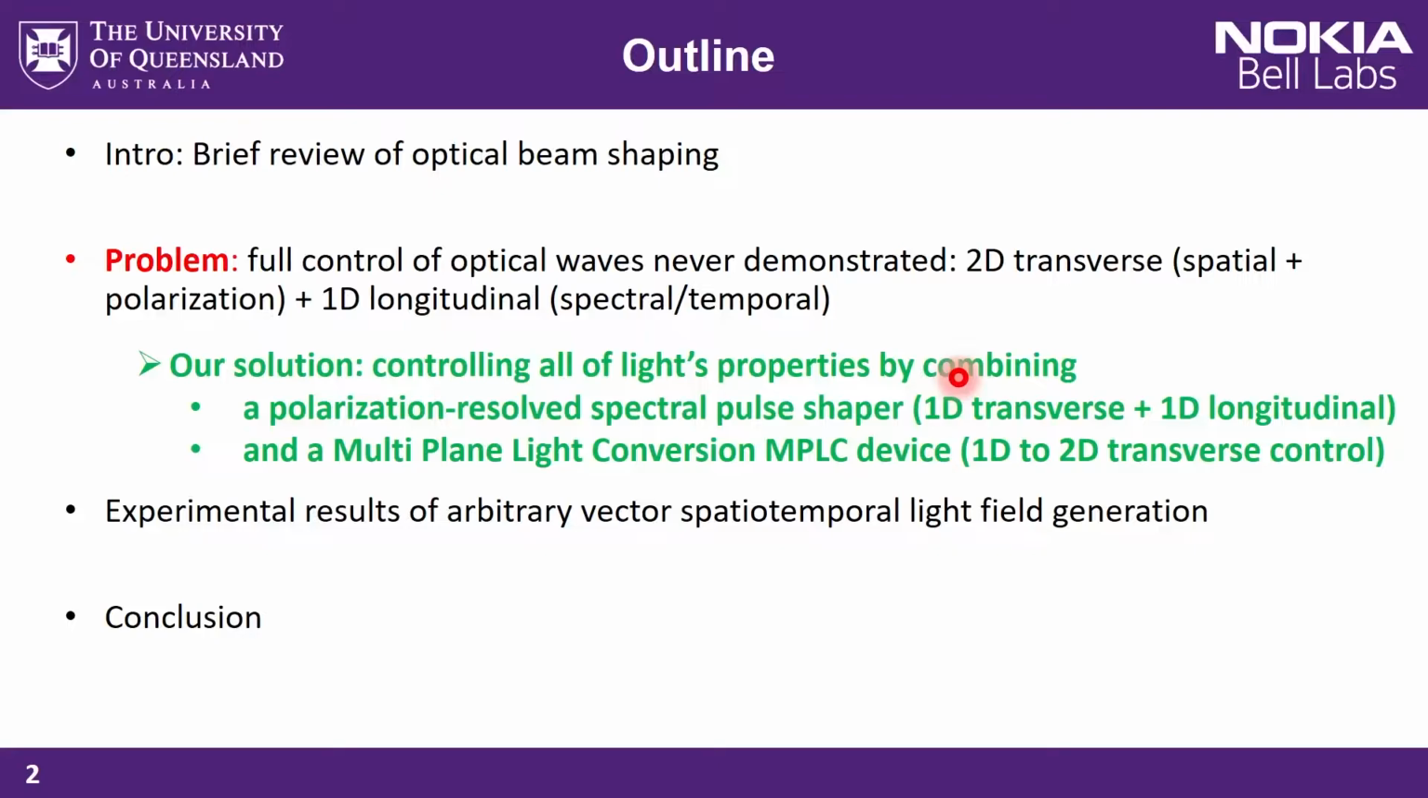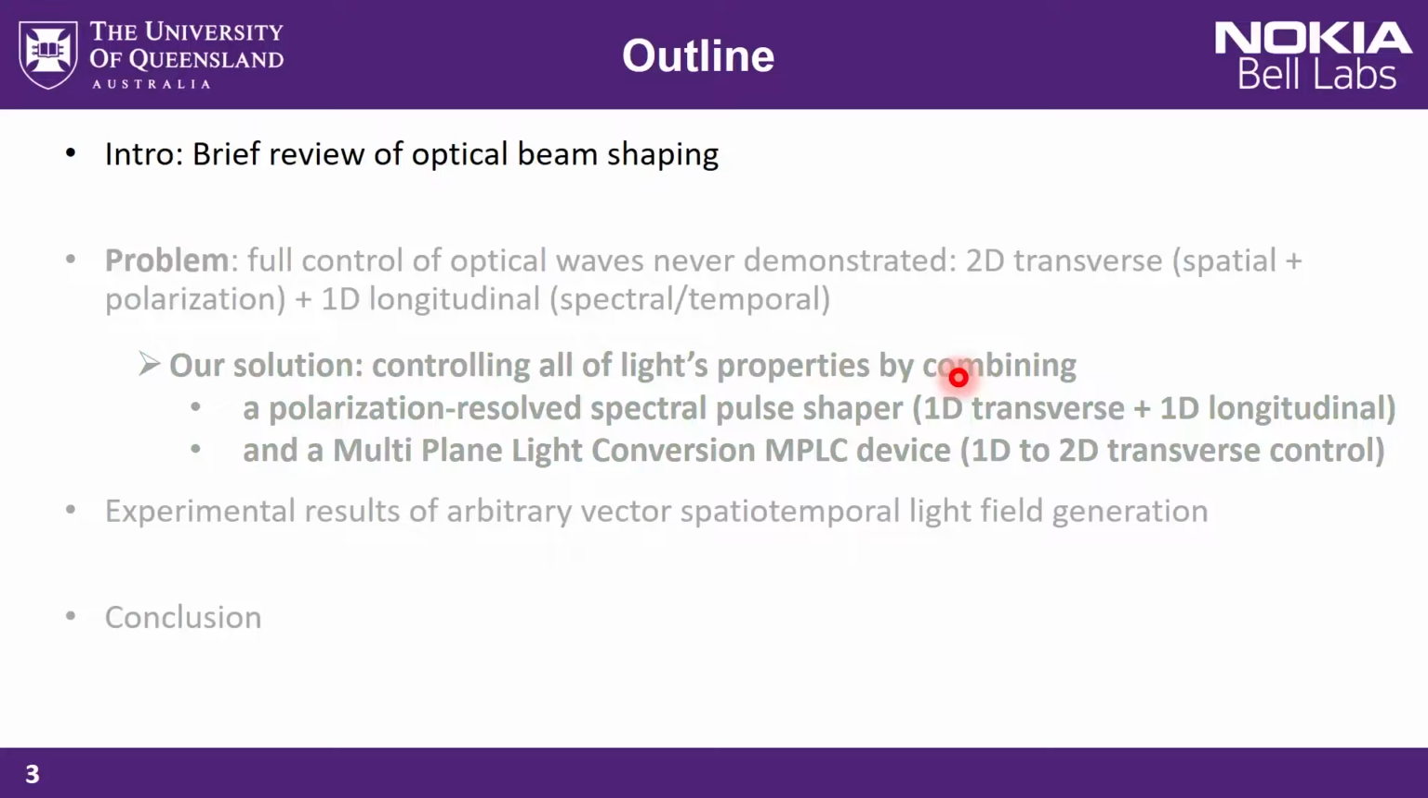So I will first give a brief introduction on optical beam shaping and why the generation of arbitrary optical fields has never been done before, including a full control of all of the light's properties, both transverse and longitudinal. I will then detail our solution to control the properties of light simultaneously with a new device, which enables us to generate arbitrary optical fields. I will then present the experimental setup of the device and its performance for generating arbitrary optical fields, leading to the first generation of time-reverse optical waves before concluding my talk.